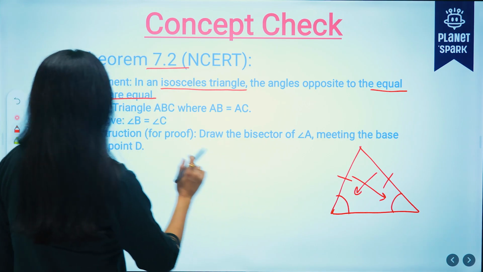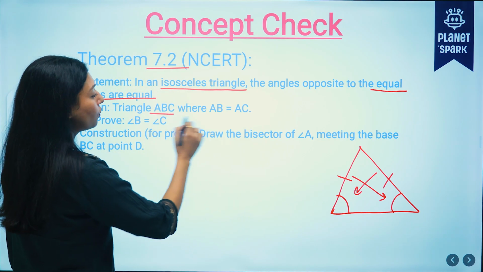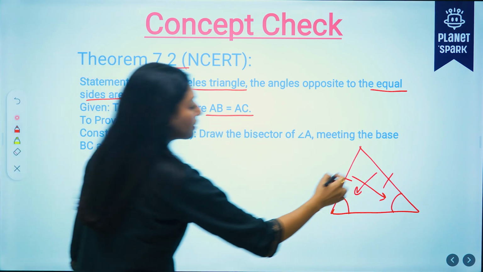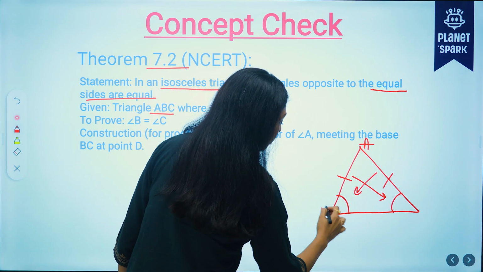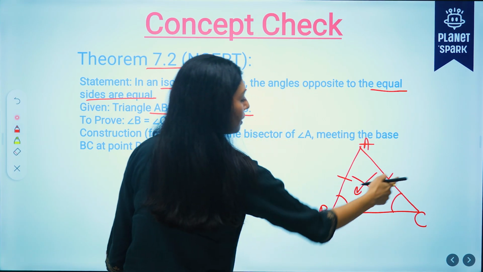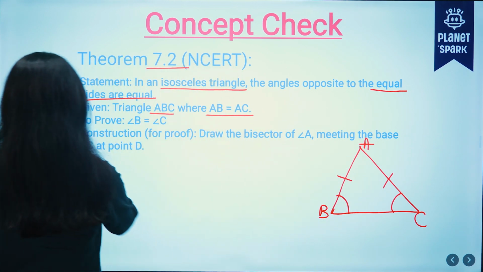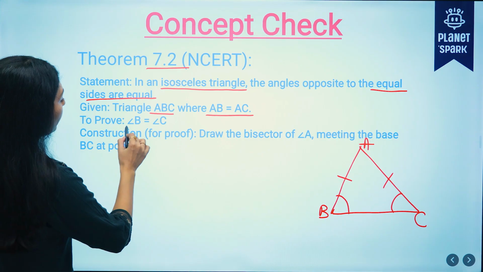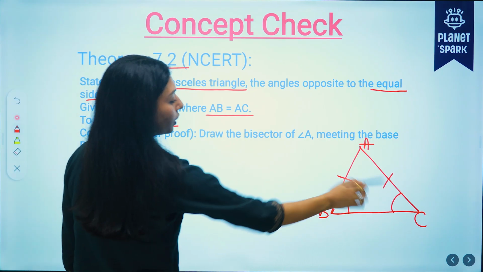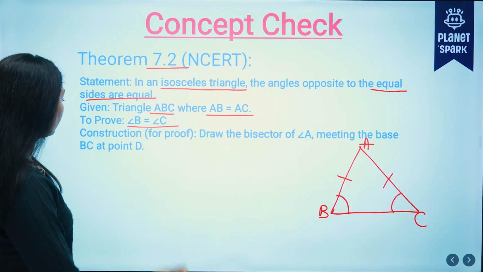Okay then, let's say what is given to us? Triangle ABC, where AB is equal to AC. तो नाम दे देते हैं इस triangle को ABC. AB is equal to AC. Okay then, let's remove this. We have to prove angle B is equal to angle C. Okay, these two angles prove करेंगे.